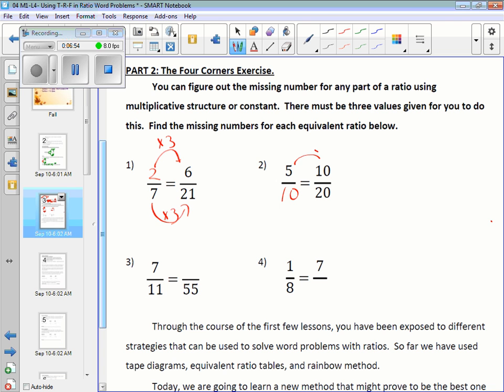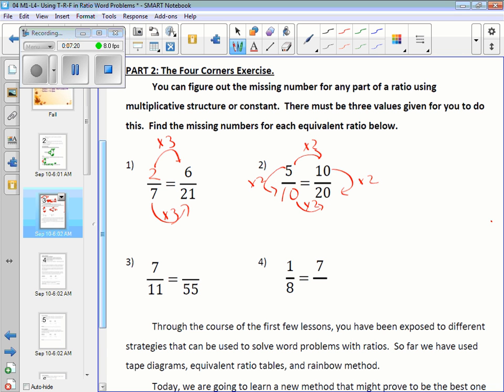Constant is what? Could you also use multiplicative structure? Yes. Sometimes it will work both ways. Either or. In this case, you could have gone either direction, and it will always work both ways. It's just that one way normally is easier than another.